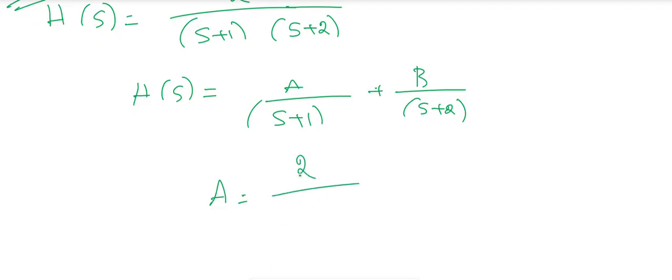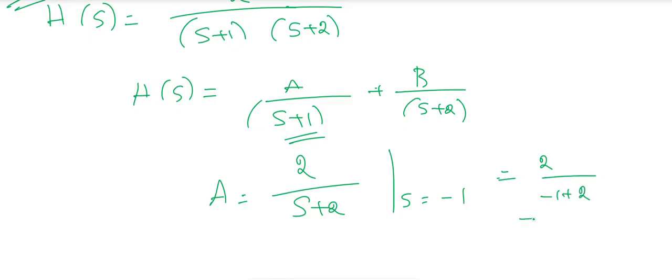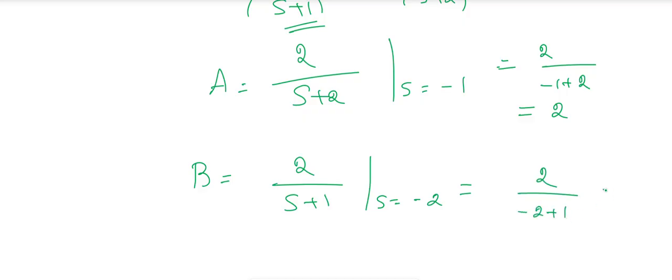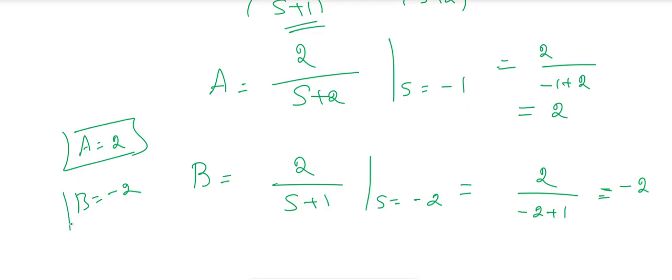A is 2 by (s plus 2) where s is equal to minus 1. So you can substitute 2 by minus 1 plus 2, which is 2. Similarly for the B value, it is equal to 2 by (s plus 1) where s is equal to minus 2. So 2 by minus 2 plus 1, which is equal to minus 2. So A is equal to 2 and B is equal to minus 2.